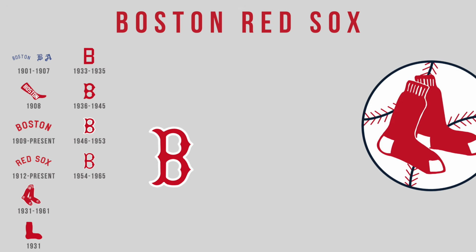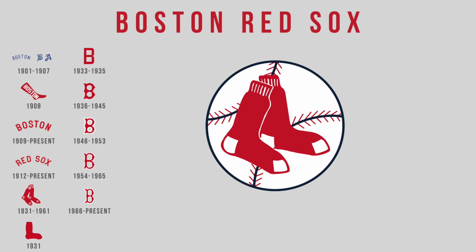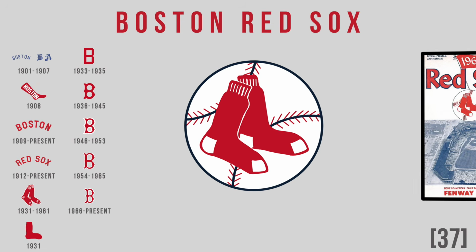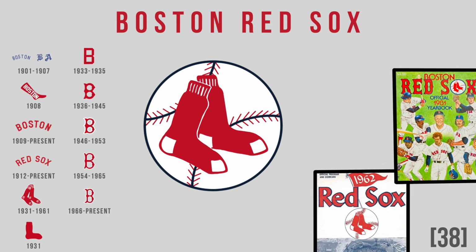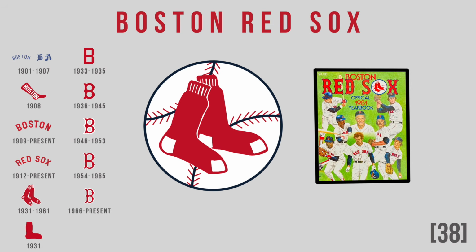In 1962, the double Red Sox were updated and placed on a baseball. The heel and toe of the socks, now solid white blocks. Here you can see the logo appearing on a game program from the 1962 season. This version of the logo continued to be used up until at least 1981. Here it is on the 1981 yearbook for the Boston Red Sox.